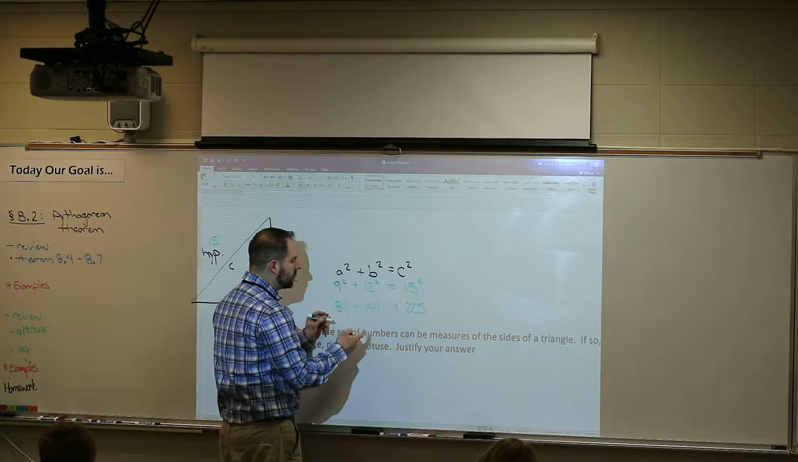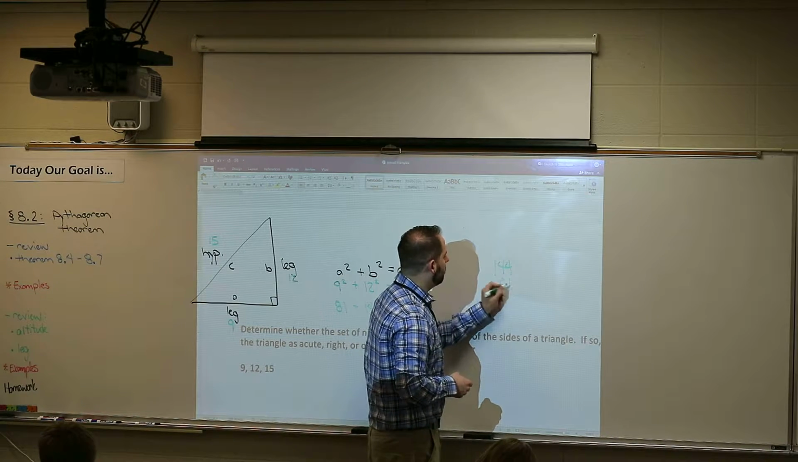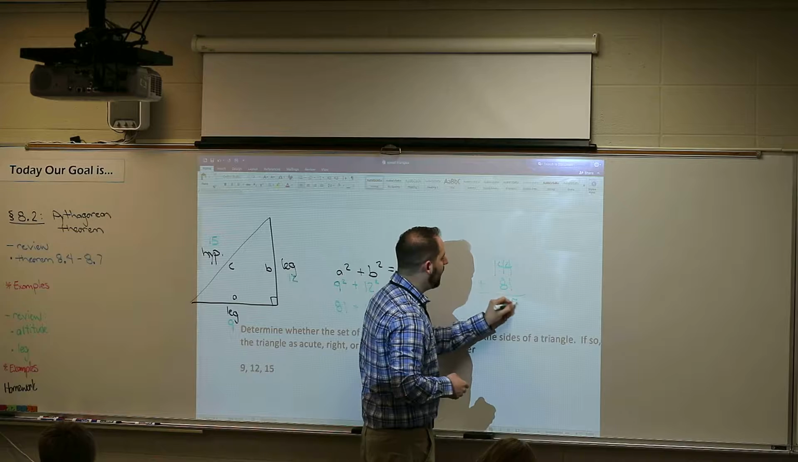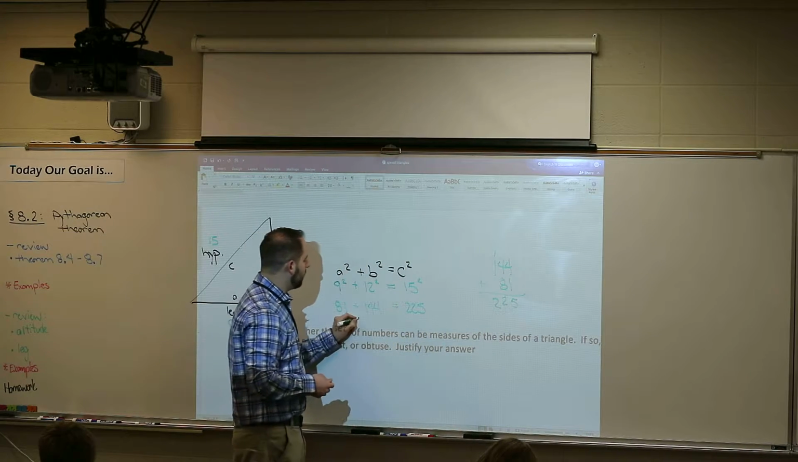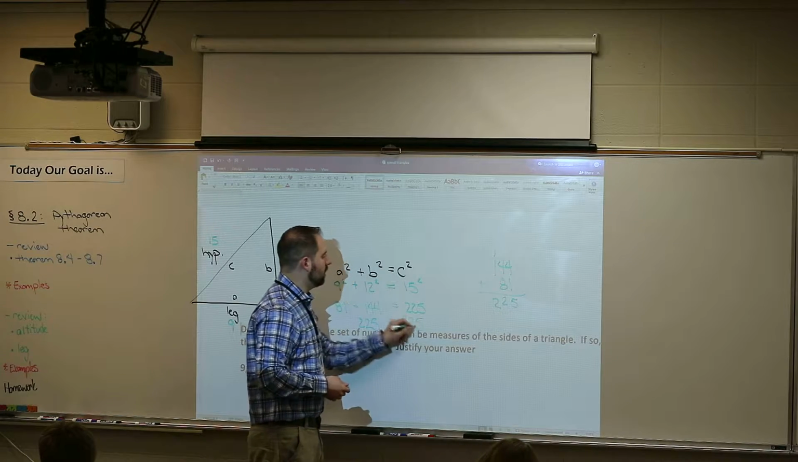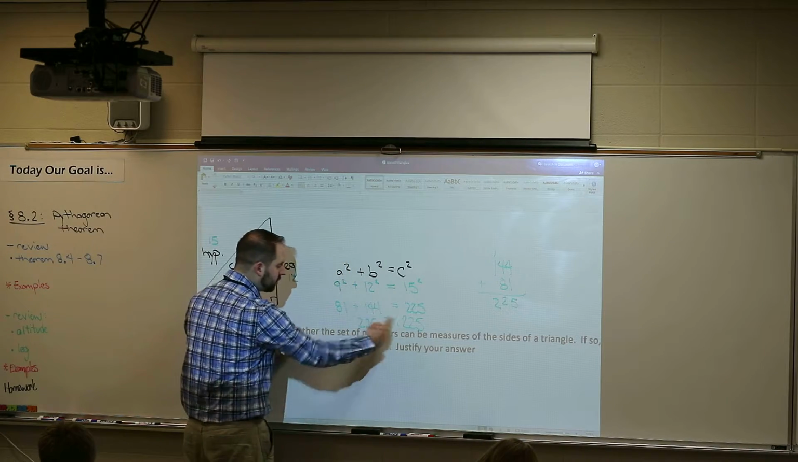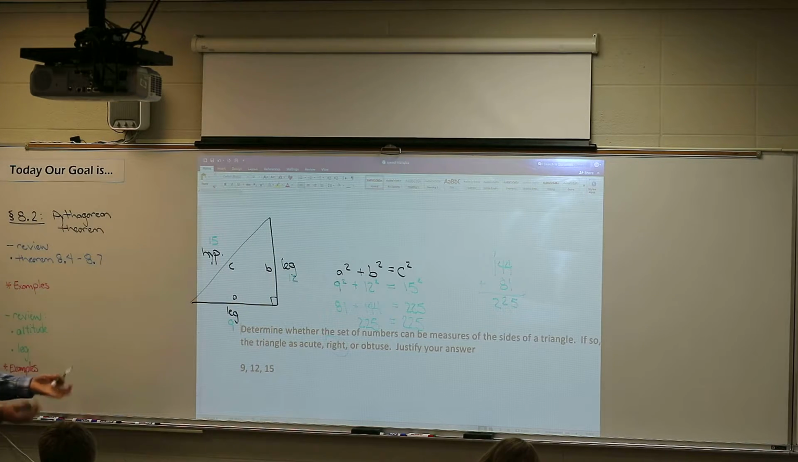And sure enough, it actually does, because 144 plus 81, you actually do column up and add those together. That's a 5, that's a 2, that's a 2, so it is 225. So they're in fact equal to each other. So the question is, is it a right triangle, obtuse, or acute? Well, since both sides are equal, it is a right triangle. The formula worked, so it has to be a right triangle.